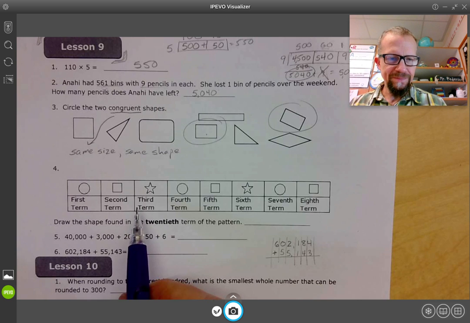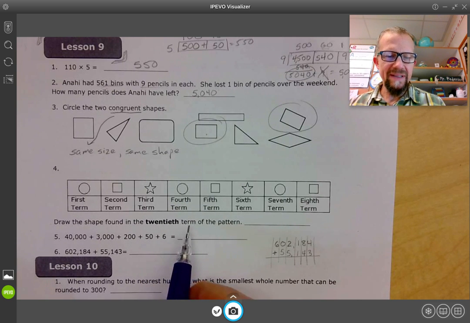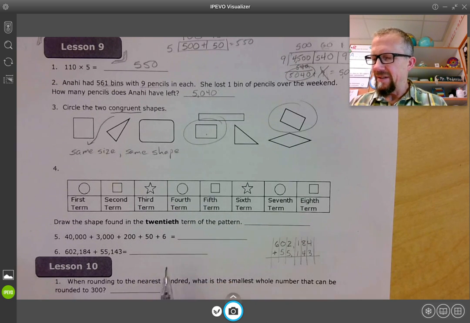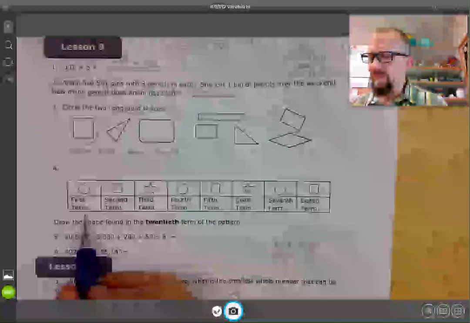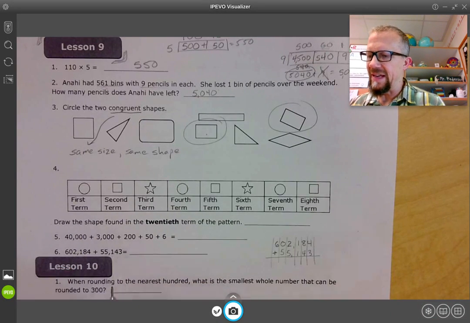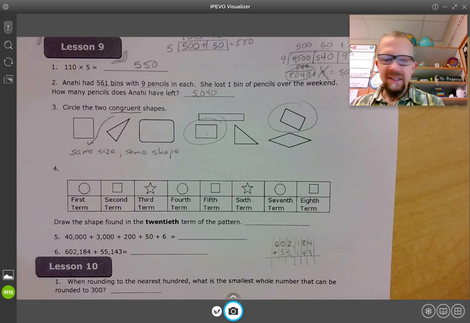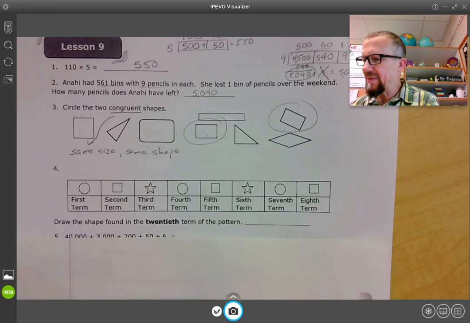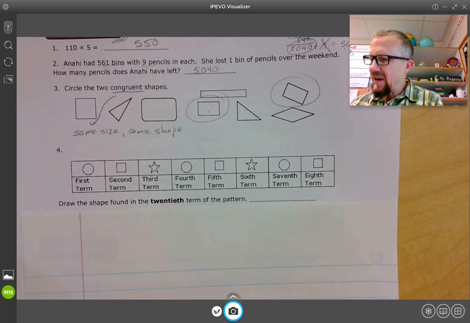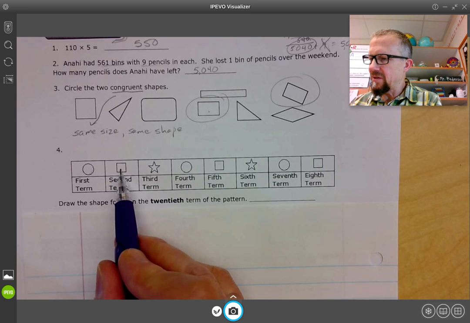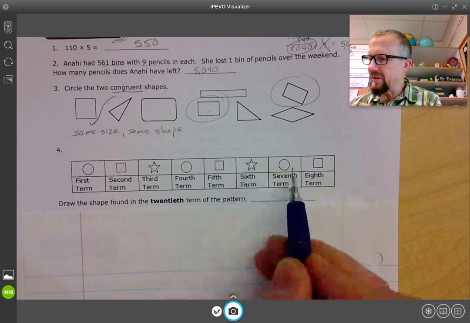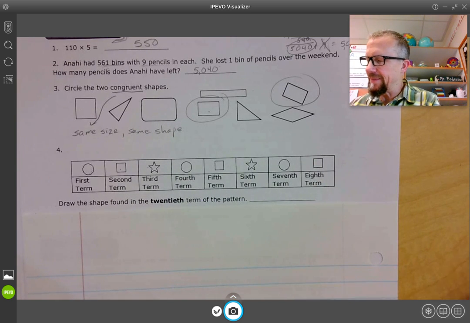Number 4, we've got this big chart of shapes, and they labeled each shape first term, second term, third term. They want to know about the 20th term in this pattern. So the term just means, like, where is it happening? The first term is just the first thing in the pattern. So if they keep going, what would happen when we get to the 20th term? I'm going to need another sheet of paper. So I see the pattern here. It's star, square, circle, star, square, circle, star, square, circle. It just keeps repeating every 3.